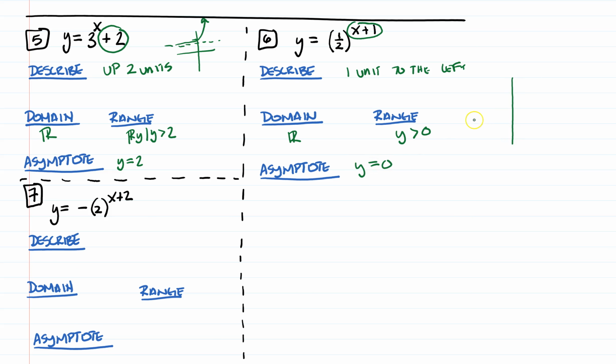Because remember, look at that graph, right? That graph looks something like this. Even though it's been moved 1 unit to the left, there's the asymptote right there. So everything above 0 is going to be my range.